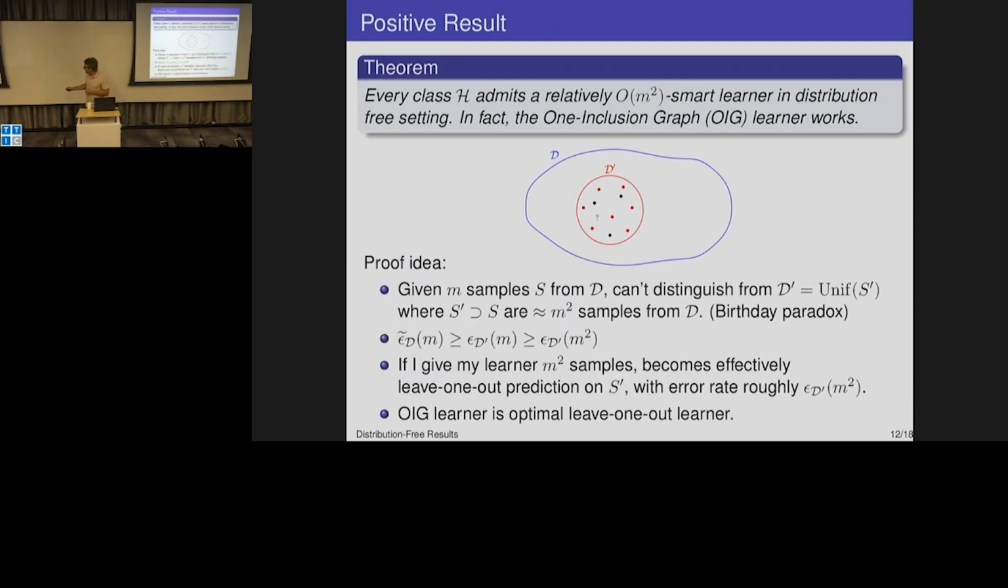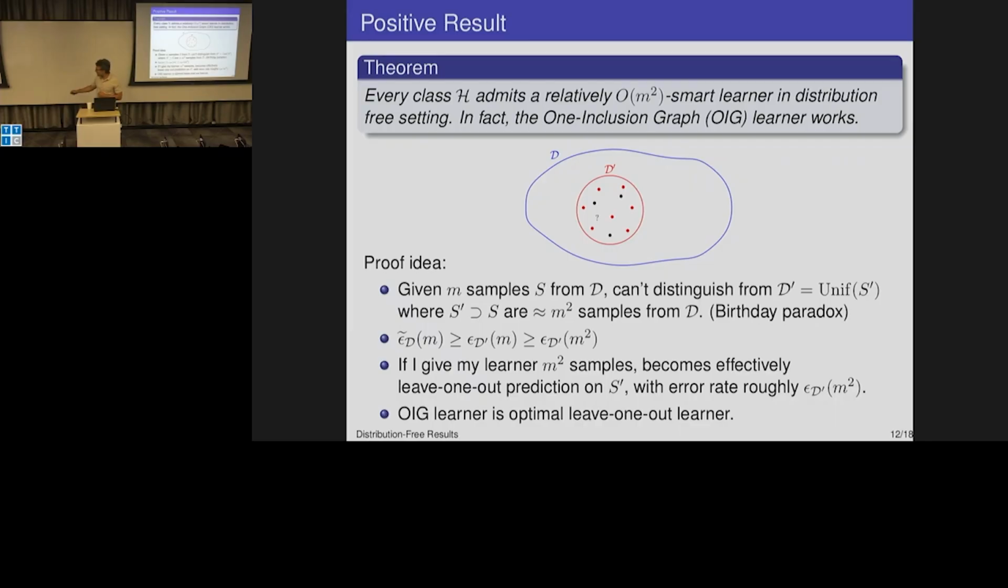Okay, so I can't tell apart D from D prime, where D prime is m squared samples, and the black points are m of those. That's from the birthday paradox. Since I can't tell D apart from D prime, my certifiable error rate, because it prices in this indistinguishability, must be at least the true distribution's error on D prime. So epsilon tilde of D is at least epsilon of D prime, because you have to be sound: D prime could be the true distribution, so to be sound, you have to at least overestimate this.